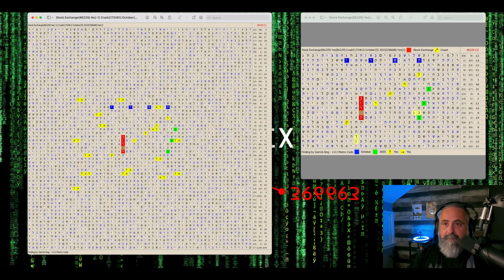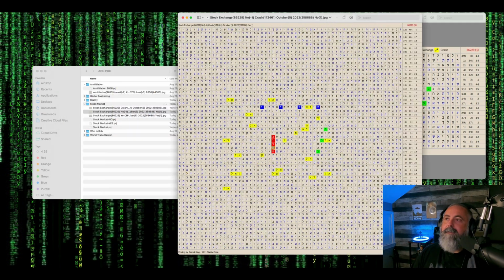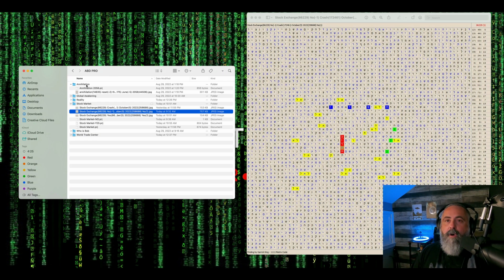Now, the other thing is, if the prediction is correct, the no is correct, then think about all of the other matrices that I showed you today. If this is correct and it's predicting that a stock exchange crash is not going to happen, then is that proving that the other matrices that I showed you are also accurate? Again, it's just unfortunate we have to wait till 2058 to find out about the reset.